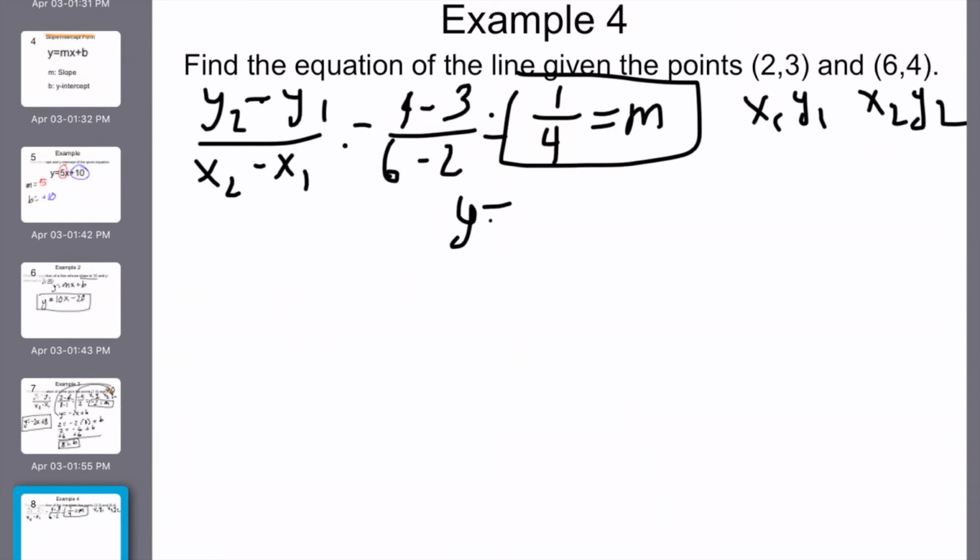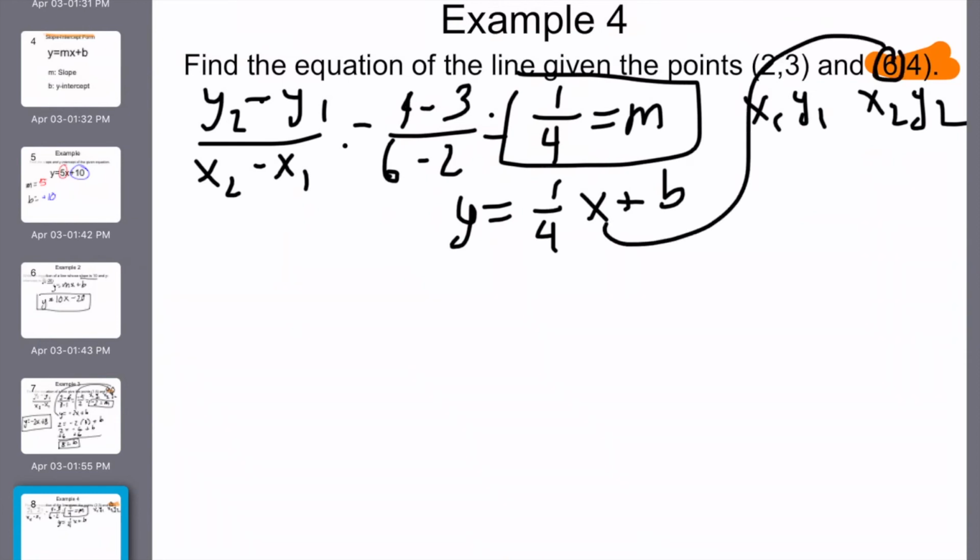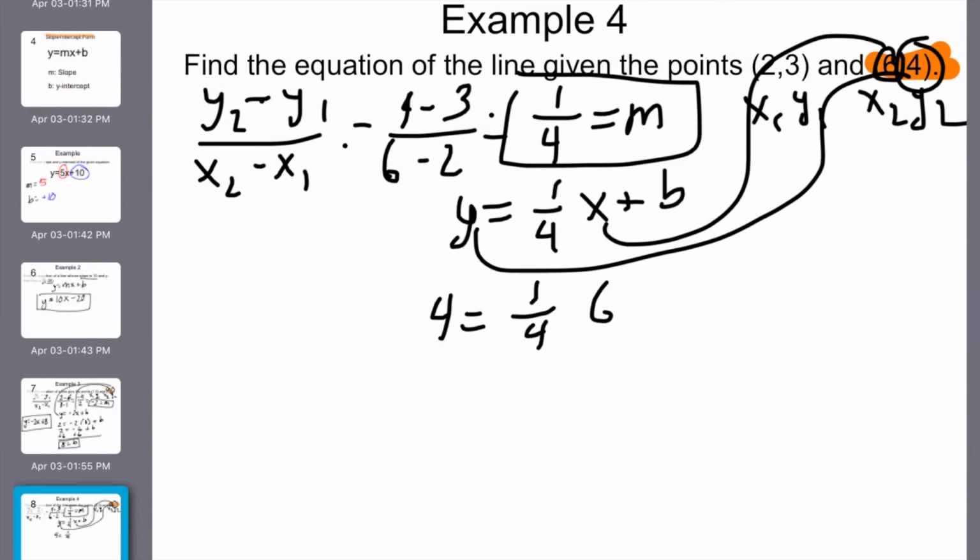So I know I have, so far, y equals 1/4 x plus b. Now, I'm going to use this second point just because I want to. I could be using the other point if I wanted to. I'm just not going to in this case, okay? So I need to take my x value and plug it in where my x is, and take my y value and plug it in where my y is. So I get 4 equals 1/4 times 6 plus b. So I get 4 equals 6/4 plus b.